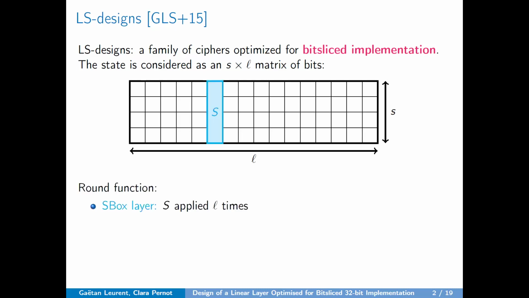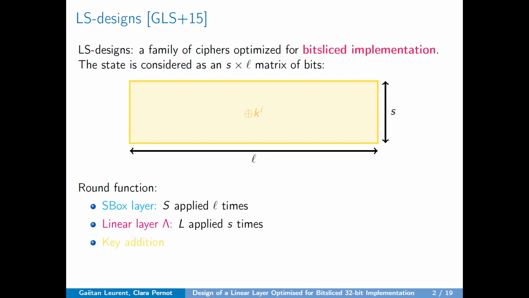So we have three operations in the round function. First, there is an S-box layer. One S-box is applied to each column. Here I just represented one S-box, but the same S-box is applied to each column. Then we have a linear layer. The linear layer is the application of the linear function L one time on each row. And then we have a key addition. It's just a key addition.